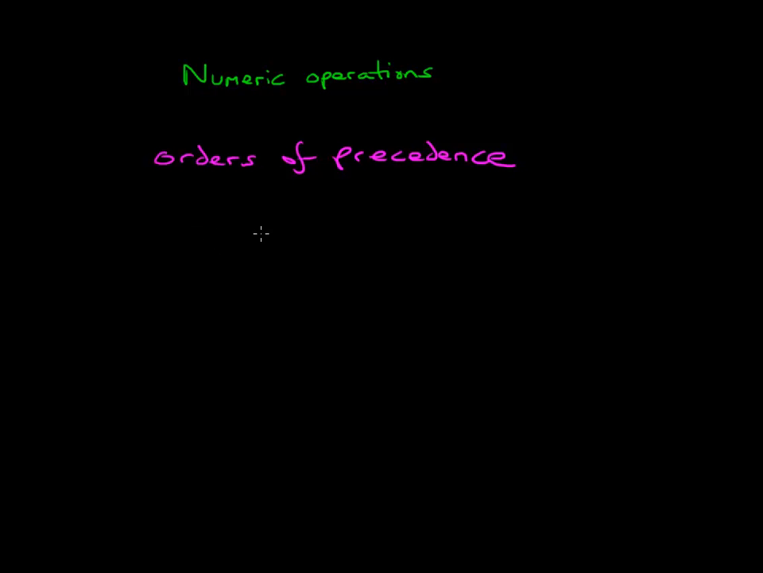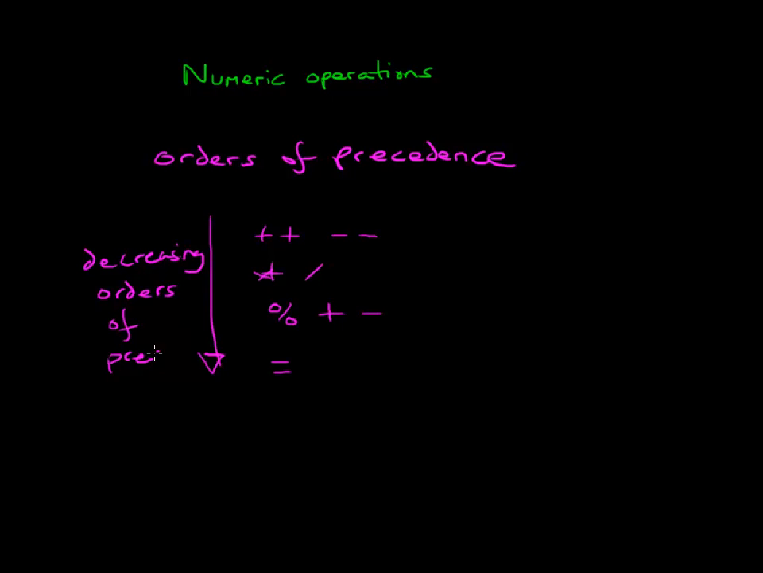And the order in which these occur is a plus plus and a minus minus will happen first. Then your times and divide. Then your modulus, and your plus and your minus, and finally your assignment. And so this is decreasing orders of precedence. So as we go down, these are decreasing.